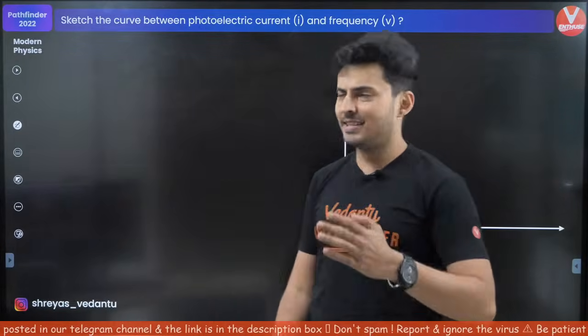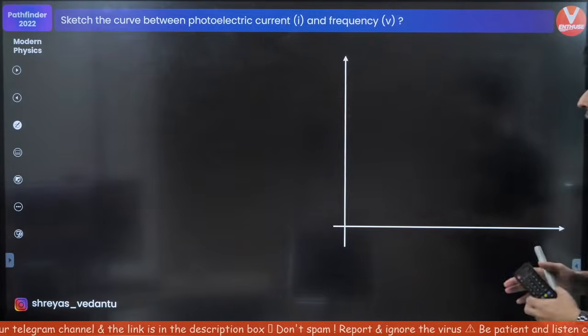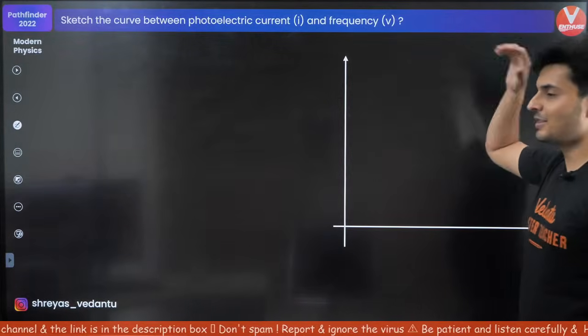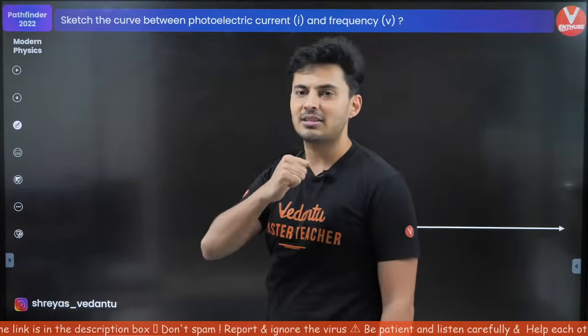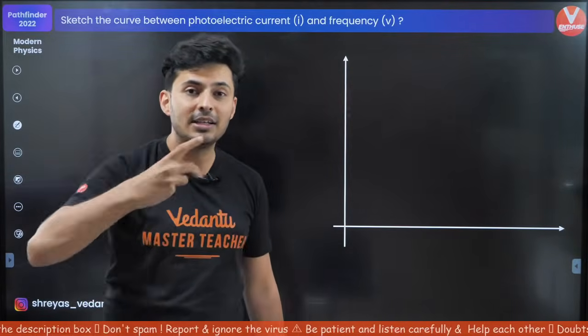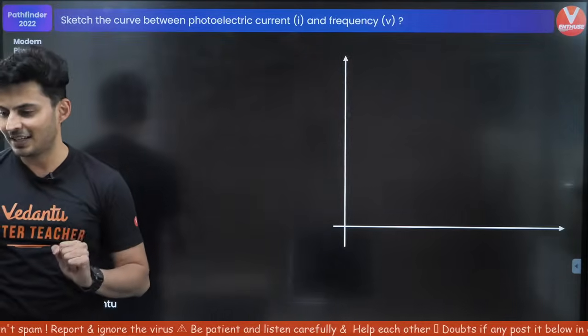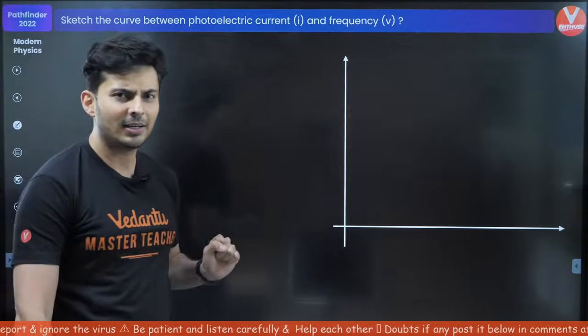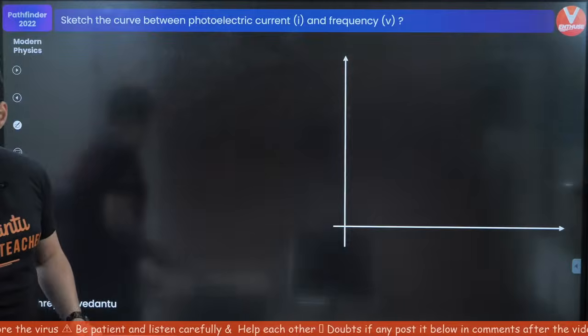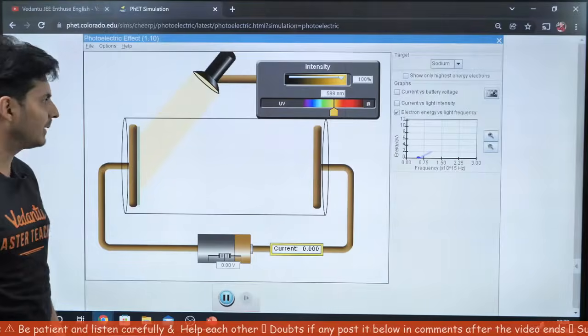Now, let's talk about the curve between the current versus the frequency. It's going to be very interesting. How will the current depend on the frequency of the light? What do you guys think? How will it be related? Let's try it out in our simulation first so that you get the feel of it.